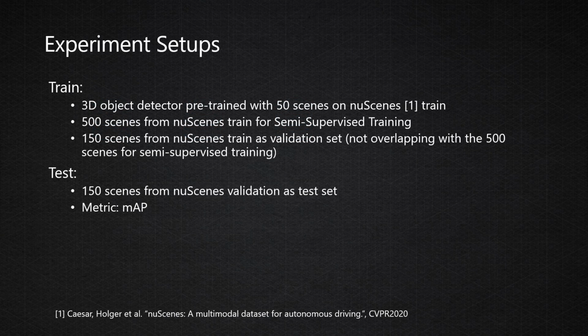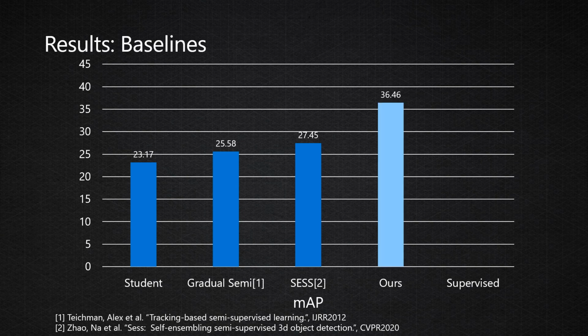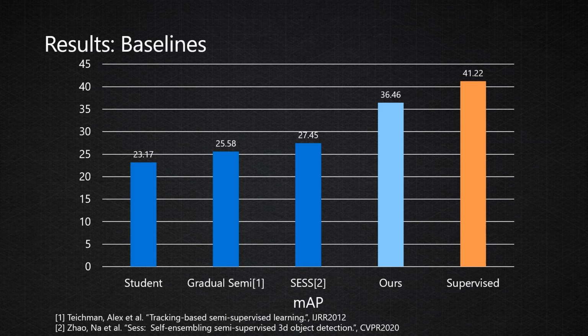The 3D object detector is pre-trained with 50 scenes from nuScenes training, and we use 500 scenes from nuScenes training for semi-supervised training, and 100 scenes from nuScenes training as a validation set. For testing, we use 100 scenes from nuScenes validation as test, and we use mAP as our evaluation metric. As can be seen, our method outperforms all baseline methods. But there is still a small gap from the supervised method.